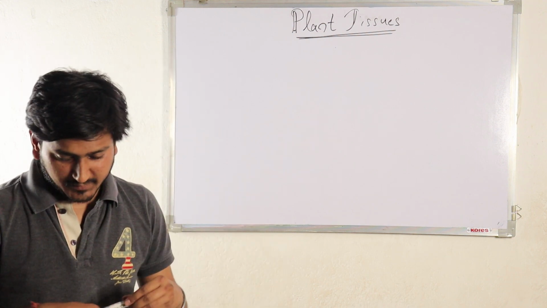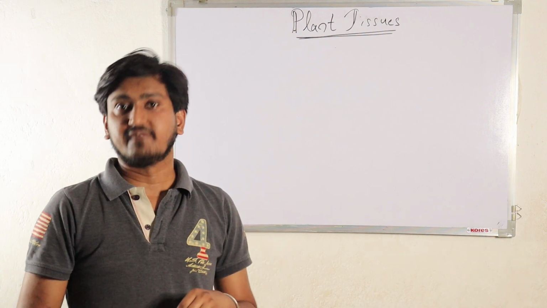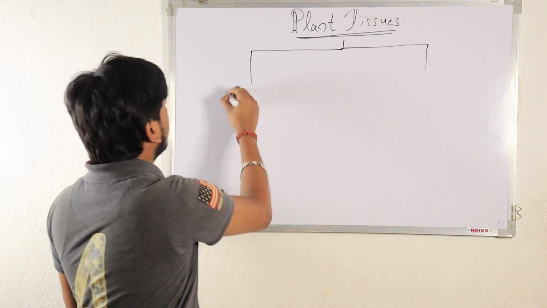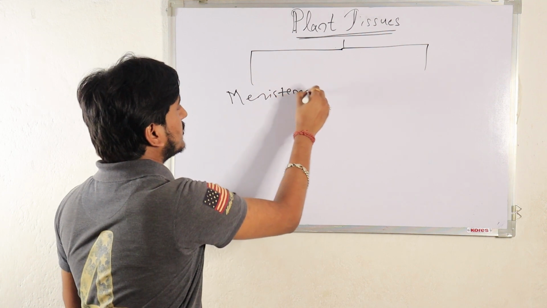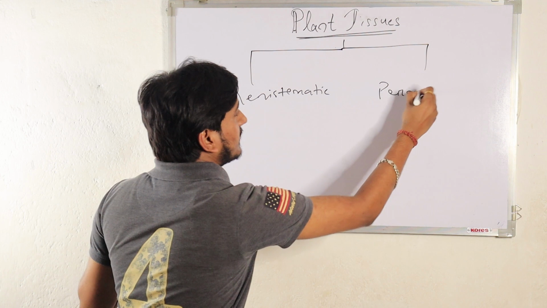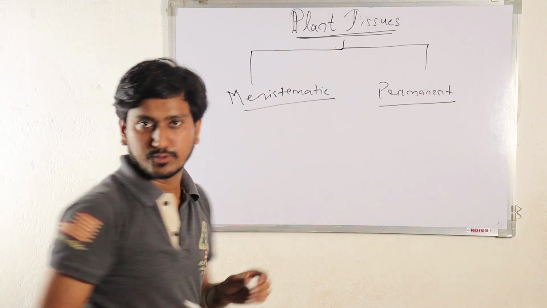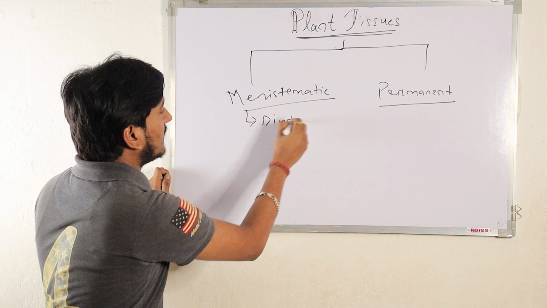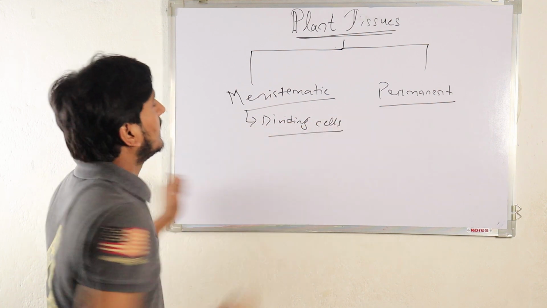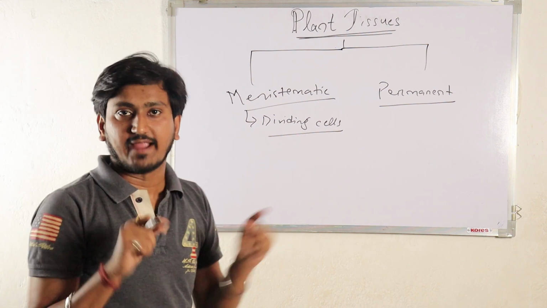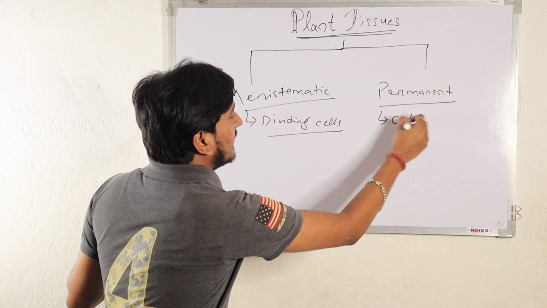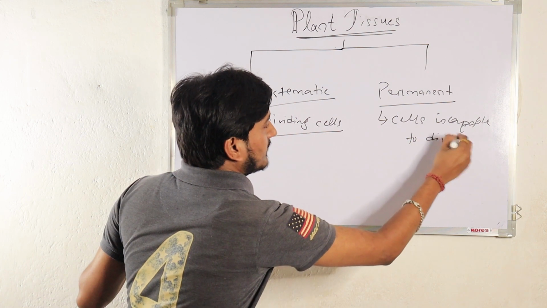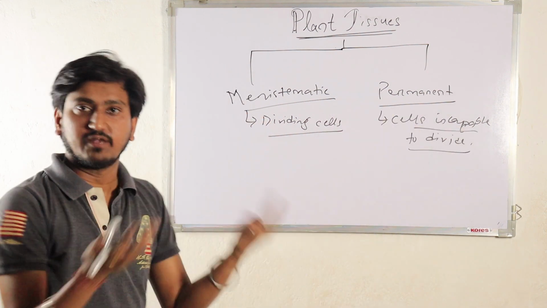Okay. So basically, plant tissues are the tissues which are present in the plant bodies. They are categorically divided into two groups. The first one is the meristematic tissues and the second one is the permanent tissues. The meristematic tissues are those tissues in which the cells are continuously in a dividing state. And in permanent tissues, the cells are incapable of dividing. They have lost their ability to divide. That is why they are named so. Permanent means they will not be able to divide anymore.